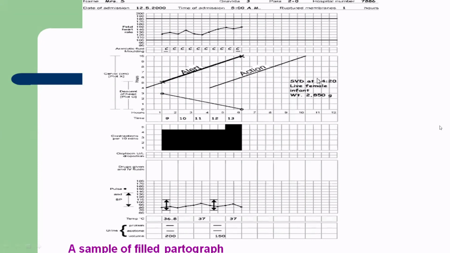And when she delivers, we write it here: spontaneous vaginal delivery at 1420, live female infant, weight 2.8 kg. This is the completed partograph to delivery. Here you can see the liquor color, clear throughout. There was no molding, nil molding. So you have to see and fill the partograph when you are posted in Gyne, and you will understand.